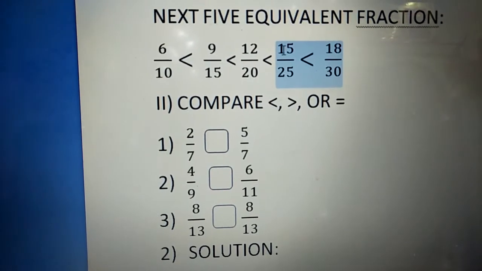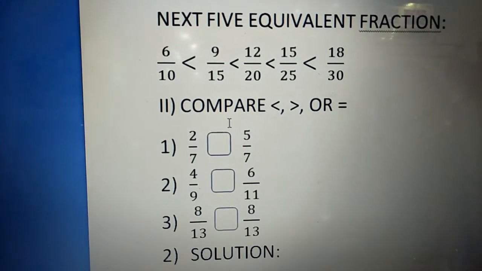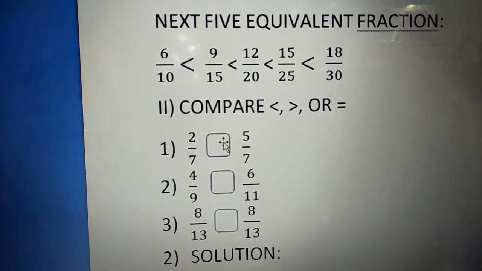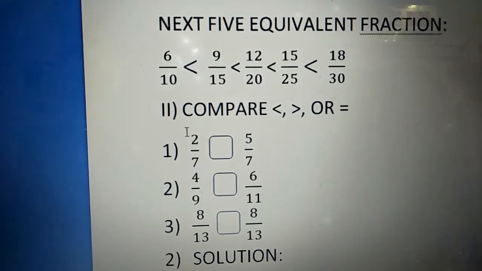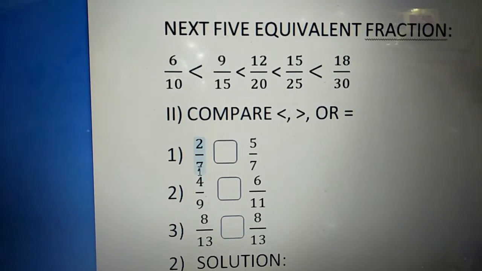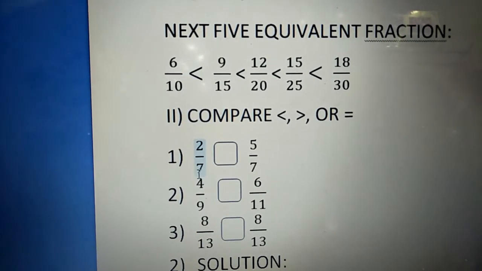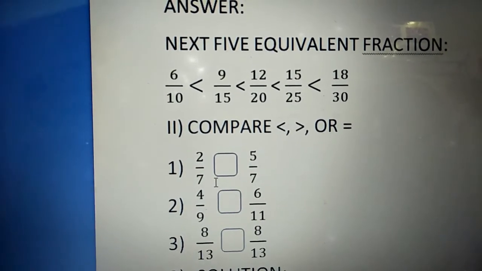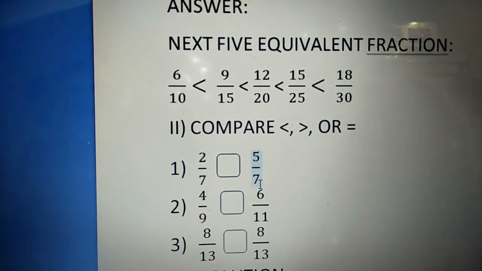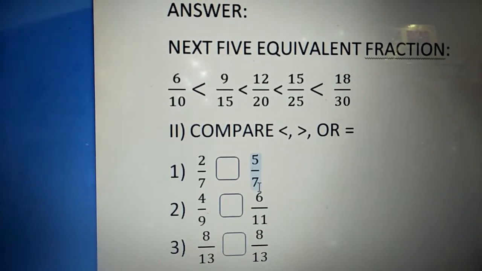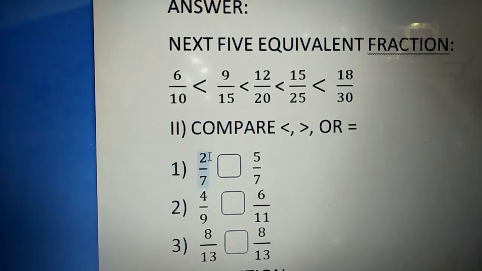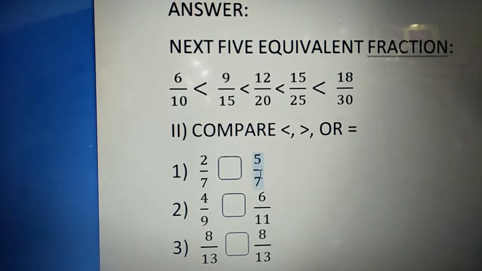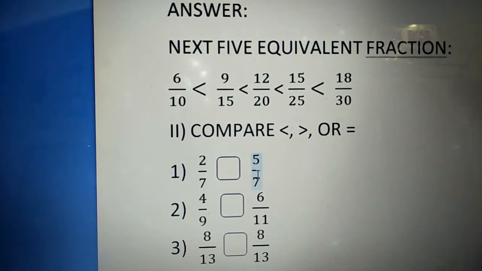Our second heading, compare using less than, greater than or equal. In this kind of problem, first you have to refer to the denominator. If the denominator is the same number, we can compare easily, children. So here we have the denominator 7 the same. So you go to the numerator, there you have 2 and 5. Which one is greater? Yes, very good. 5 is the greater.